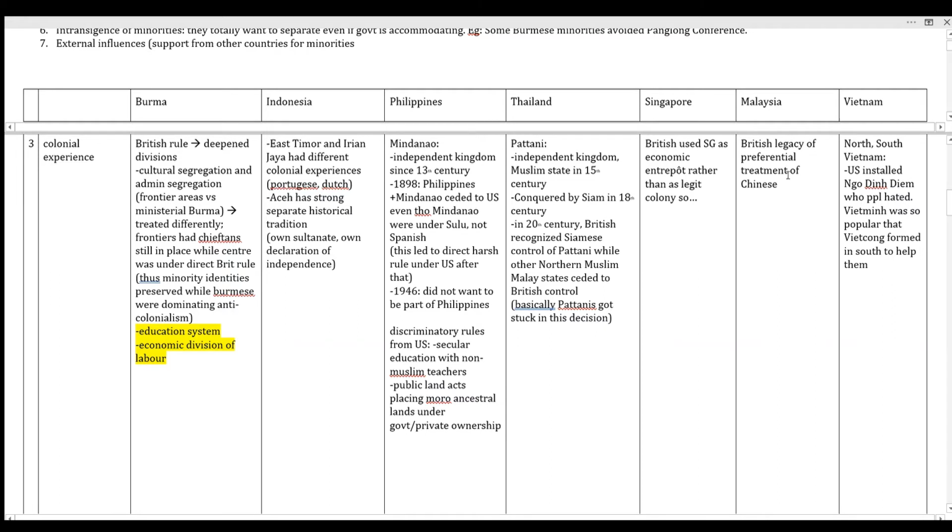Okay. And yeah, Malaysia, I think rather than in terms of the country itself, it was more of the British preferentially treating certain races over others. They preferentially treated the Chinese over the Malays and all that. So that is more of an inter-country dispute rather than with regards to the British itself.